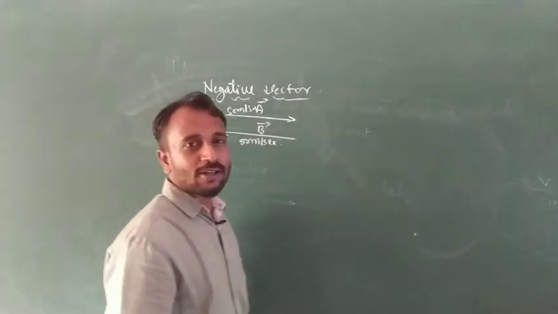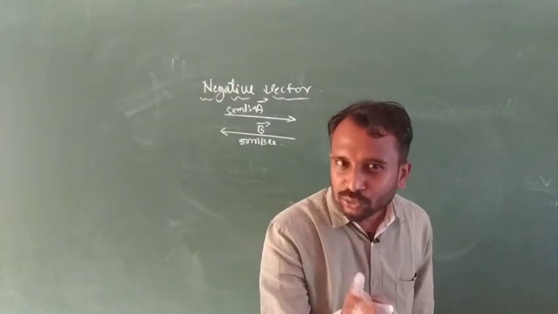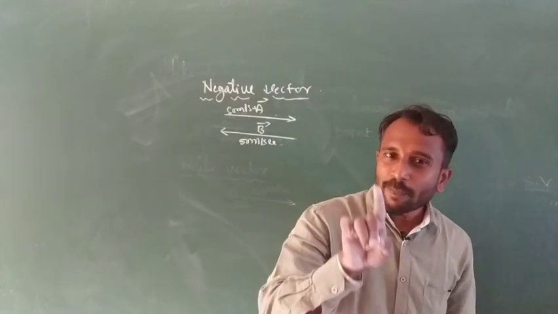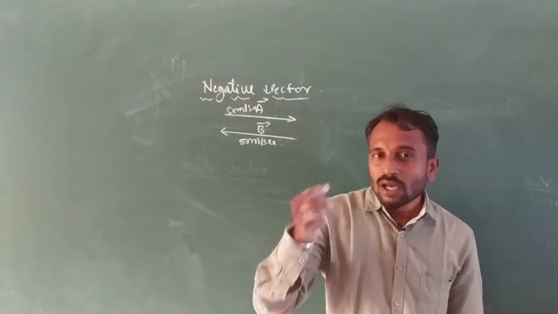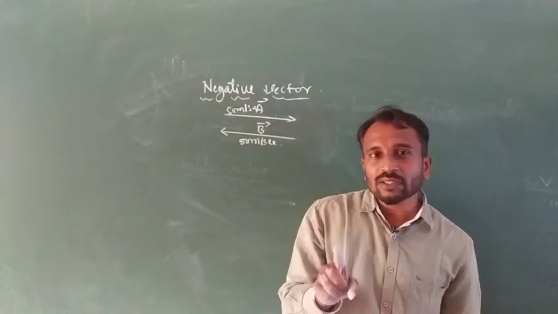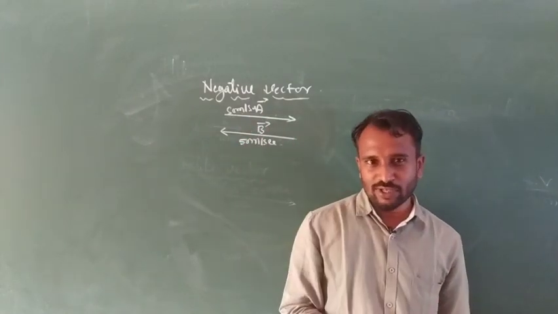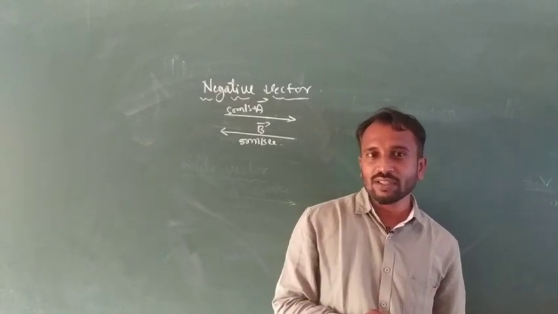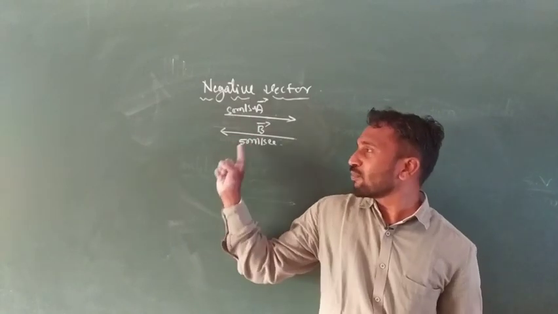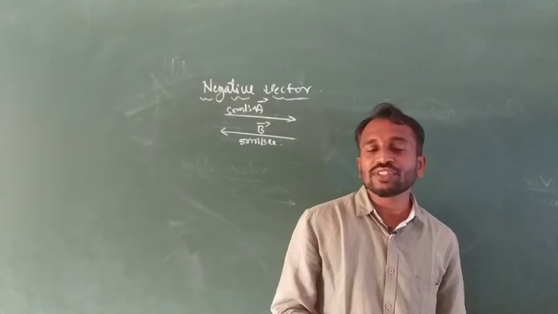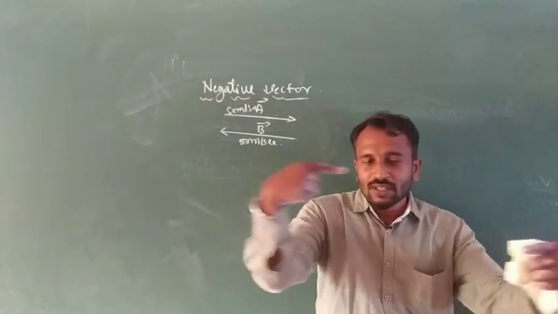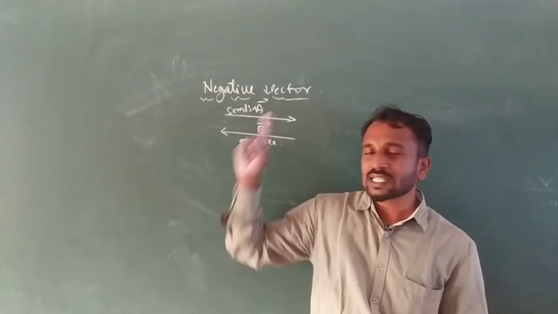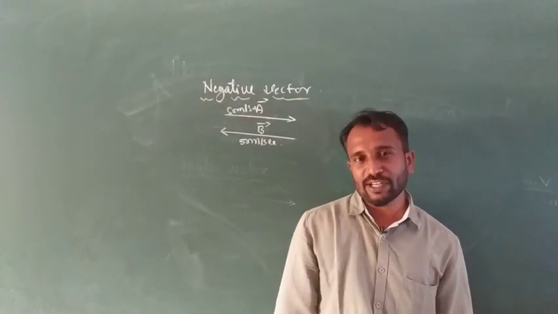It means two or more vectors are parallel to each other. Both vectors have the same physical quantity, and both have the same magnitude, but the direction of these vectors changes. So this type of vector we consider negative vectors.